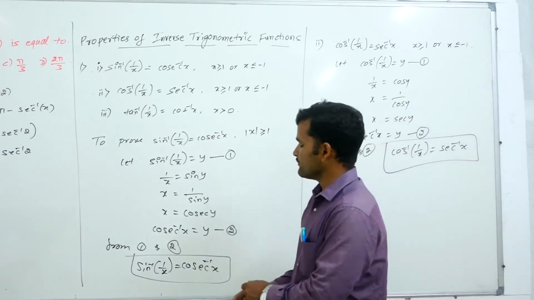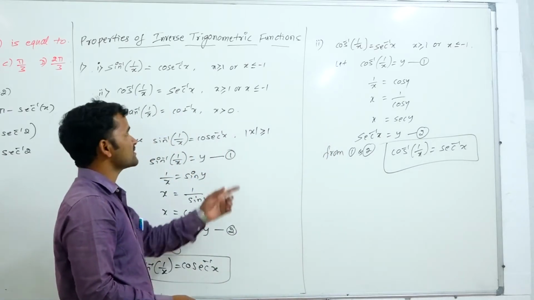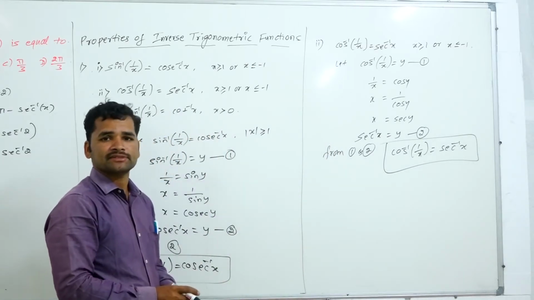So can we use it in reverse, like cosecant inverse of 1 by x is equal to sine inverse of x with some change in x value, so we can do that one.